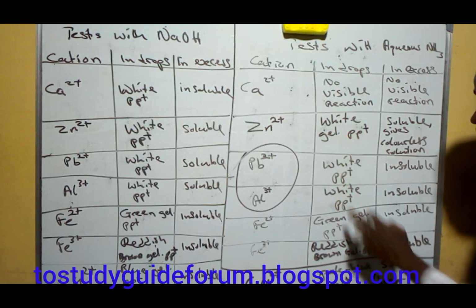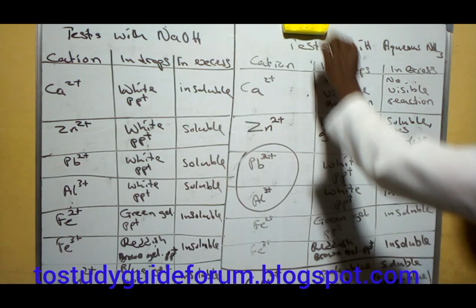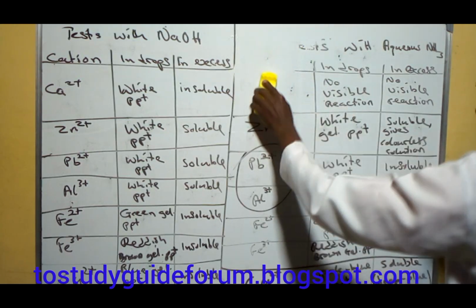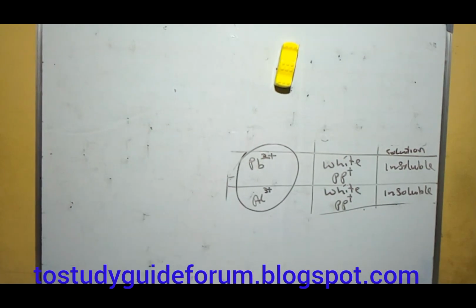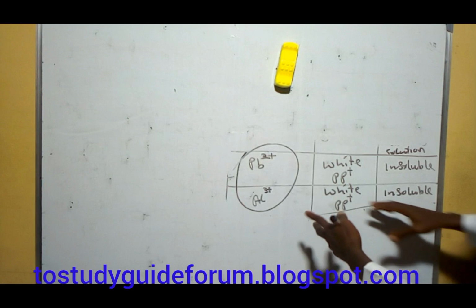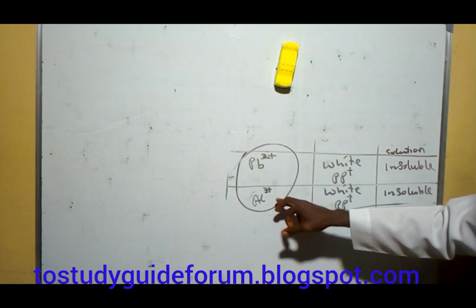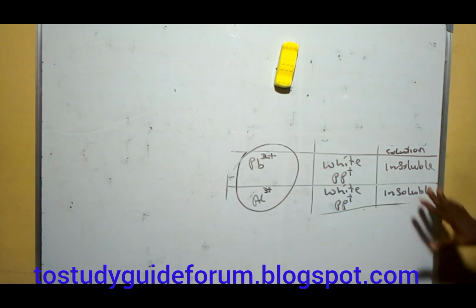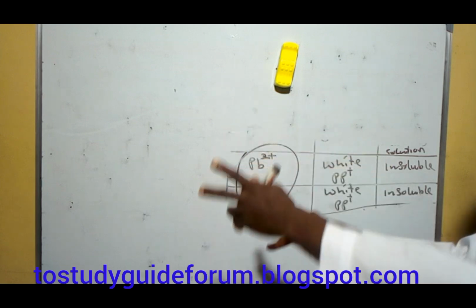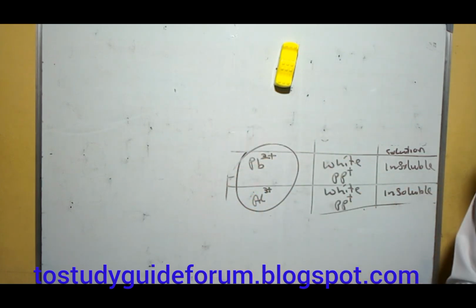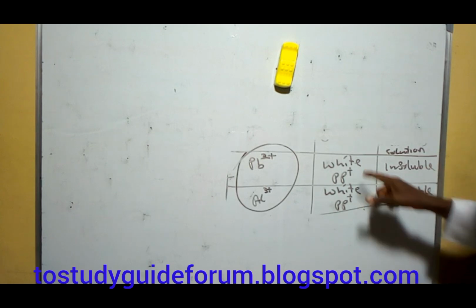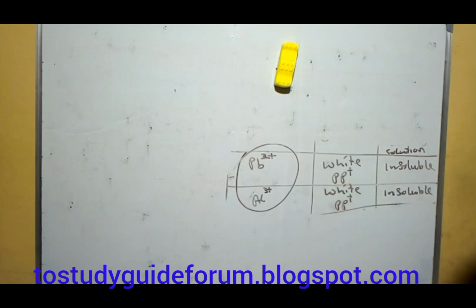But here, there's something I want us to rest on for a while. You see, I've given them a special place: lead ion and aluminium ion. The two of them have unique character. With sodium hydroxide, you notice they are the same. In aqueous ammonia, they are also the same. Now, how do you separate them? There's something about these two ions.